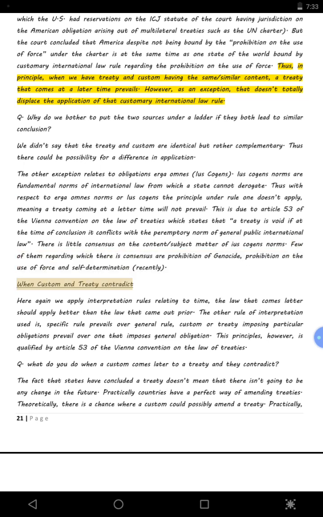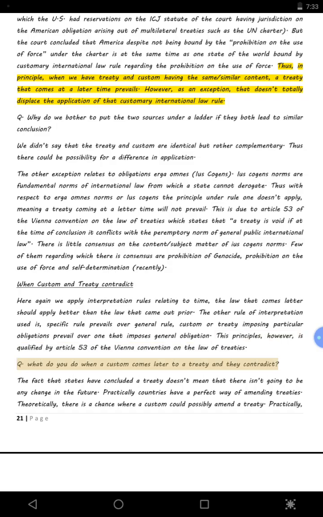Now, when custom and treaty contradict, here again we apply interpretation rules relating to time. The law that comes later should apply over the law that came prior. The other rule of interpretation used is that a specific rule prevails over a general rule. Custom or treaty imposing particular obligations prevails over one that imposes general obligations. This principle, however, is qualified by Article 53 of the Vienna Convention on the Law of Treaties.